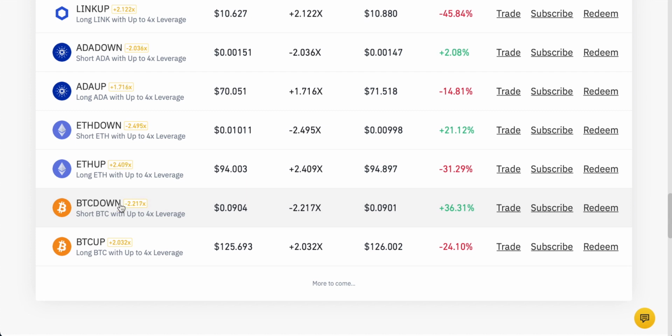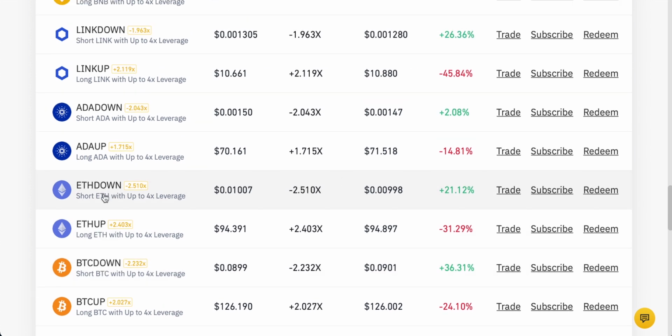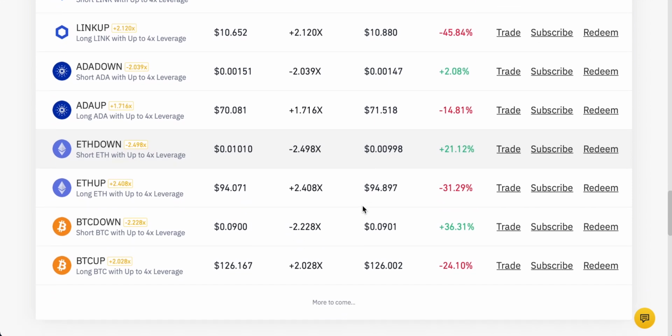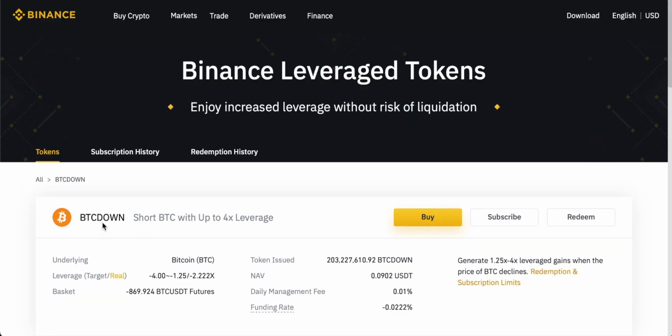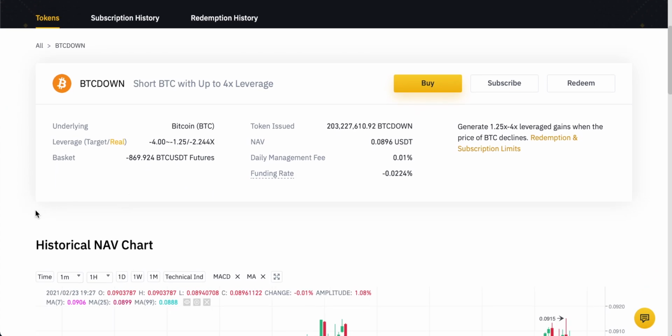If you think the price of a cryptocurrency like Bitcoin or Ethereum is actually going to move down, you would buy this down token and actually benefit when the price falls. These tokens then enable traders to bet on price movements of the underlying cryptocurrencies, either up or down, so you can take your choice. We can actually go and click on Bitcoin down and see some more information of the leverage token. It's going to give you some good information that you might want to see.